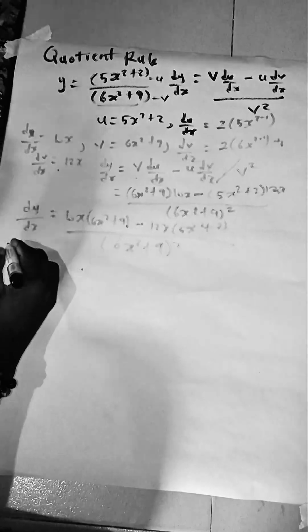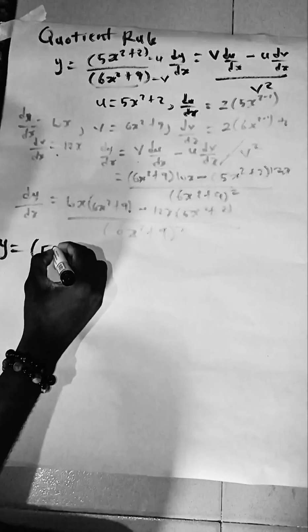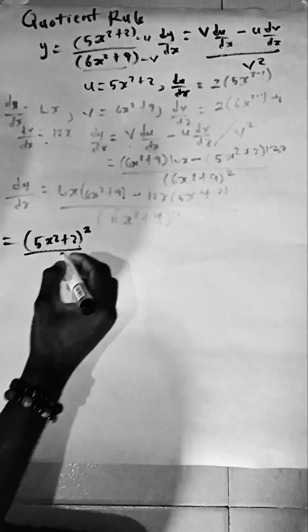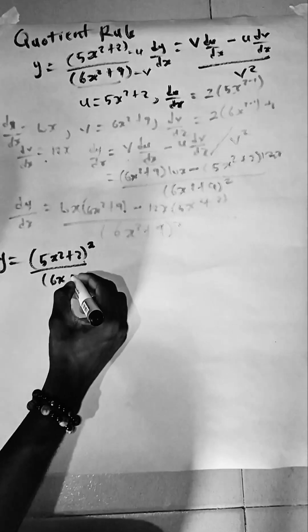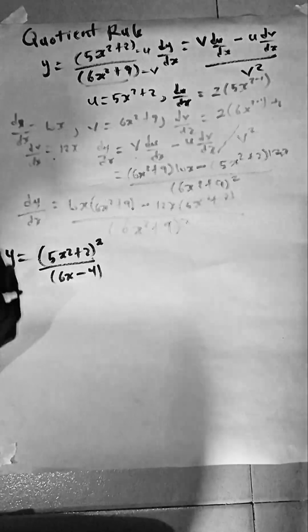Let's say we have something like y equals (5x squared plus 2) raised to the power 2, divided by 6x minus 4. Here we're going to use two rules of differentiation. This is a fun question.